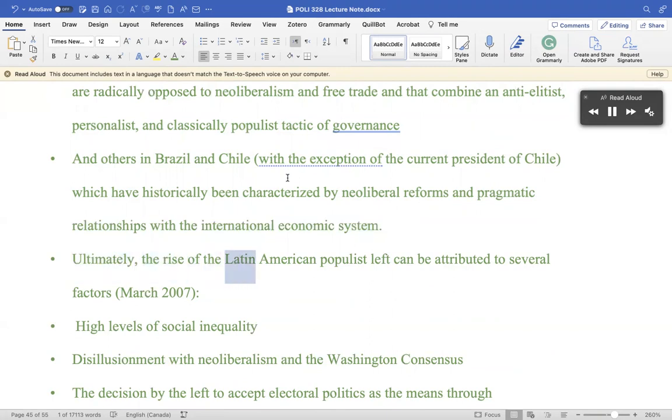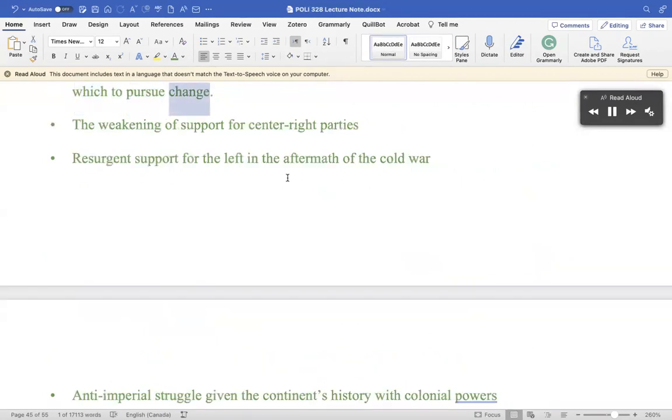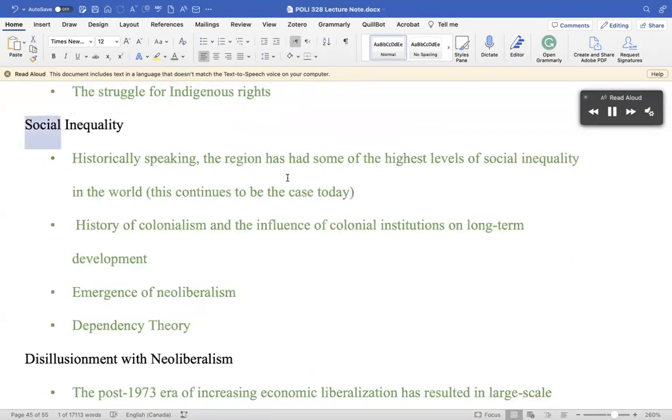Ultimately, the rise of the Latin American populist left can be attributed to several factors: high levels of social inequality, disillusionment with neoliberalism and the Washington Consensus, the decision by the left to accept electoral politics as the means through which to pursue change, the weakening of support for center-right parties, resurgent support for the left in the aftermath of the Cold War, anti-imperial struggle given the continent's history with colonial powers, and the struggle for indigenous rights.